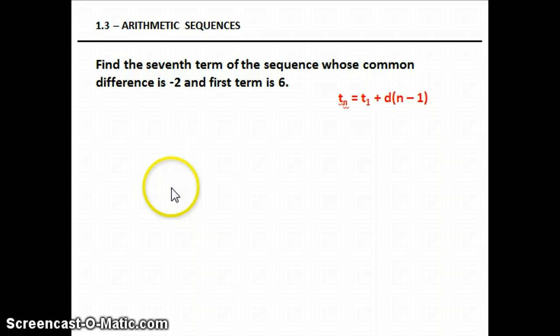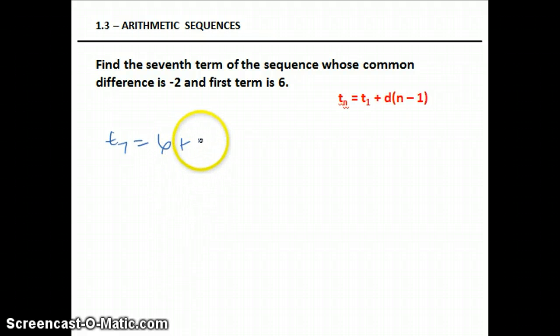Find the seventh term of the sequence whose common difference is -2 and first term is 6. Be sure you can try these on your own. All you have to do is make sure that you pause the video and try it first yourself. You might want to do that now. Find the seventh term of the sequence whose common difference is -2 and first term is 6. Okay, we're looking for t sub 7 equals, our first term is 6 plus, our common difference is -2.